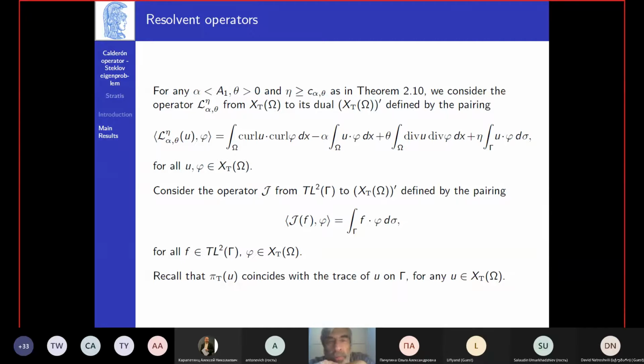Now we have the solvability. We move on to spectral properties. So before we need to introduce so-called resolvent operators. So we are in the case, as I mentioned, until the last two frames, we will be in the case alpha smaller than A1, theta positive, and eta bigger or equal to C alpha theta. So we introduce this operator calligraphic L of eta, alpha, and theta from XT to its dual, and this is defined by this pairing here.